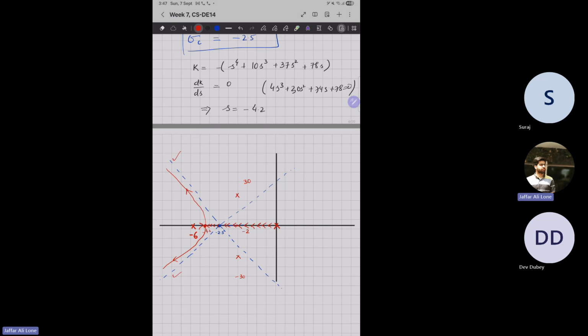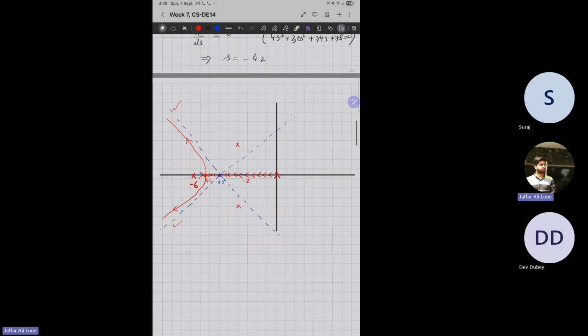So if a complex pole lies on the root locus, then its conjugate also lies on the root locus. Why? Because the root locus is symmetric about the real axis. Now what we will find is the angle of departure for these two complex poles, which are minus 2 plus 3j and minus 2 minus 3j.